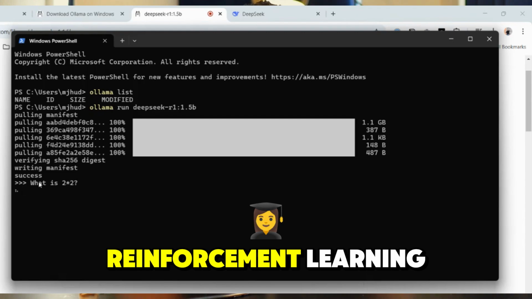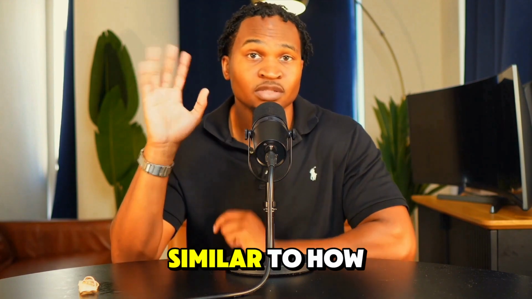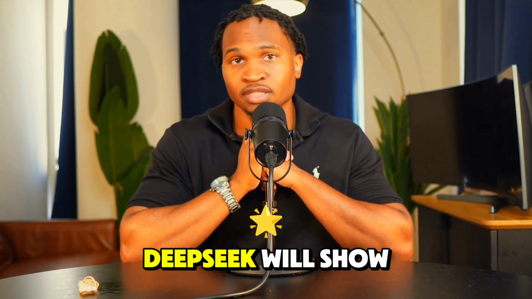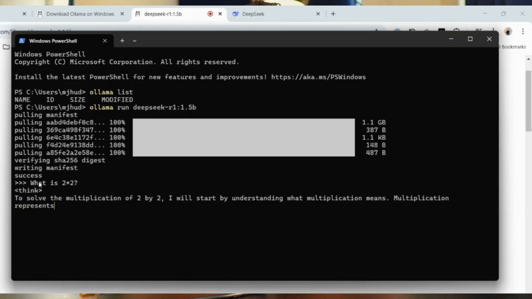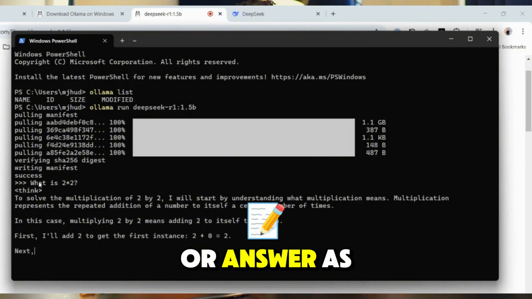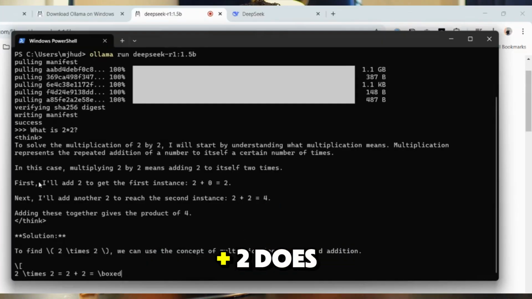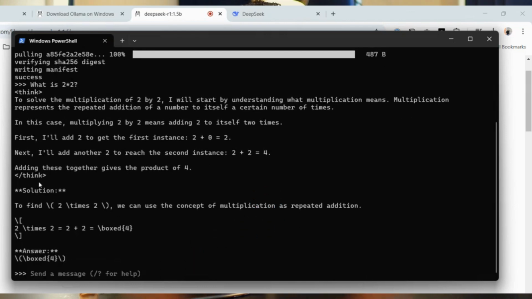DeepSeek uses reinforcement learning, meaning it thinks step by step to solve problems, similar to how human beings think. In its response and output, DeepSeek will show us how it is processing and making its calculation before it comes to its conclusion or answer. As we can see, DeepSeek has the answer correct. 2 plus 2 does equal 4.